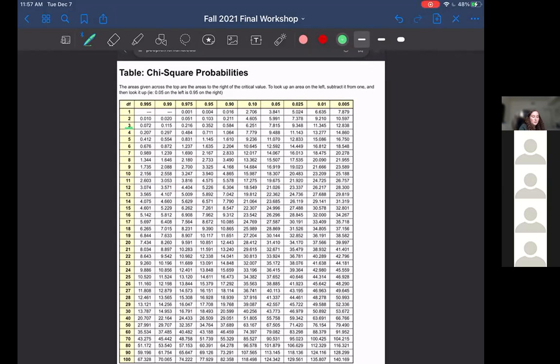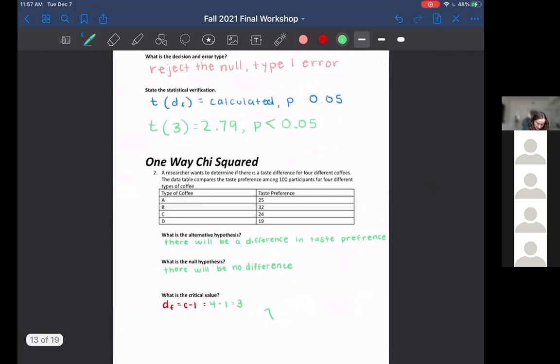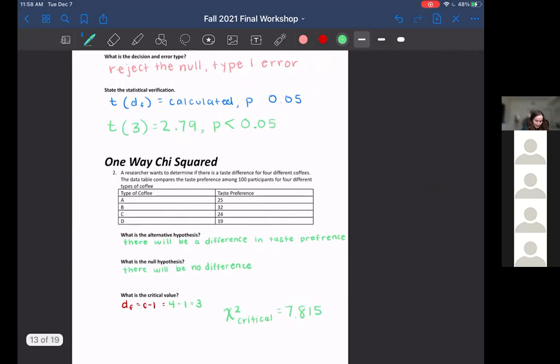Okay, so what should our critical value be based on this table? Can anyone tell me? Would it be 7.815? Good, yes, 7.815. Okay, does anyone have any questions on how we found that? No? Okay, so I'm gonna write this down. So our chi-squared critical is equal to 7.815. Okay, so then let's go on.